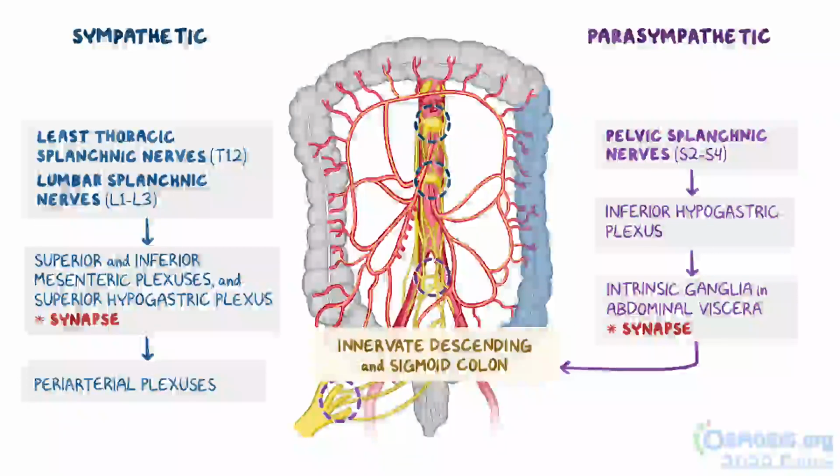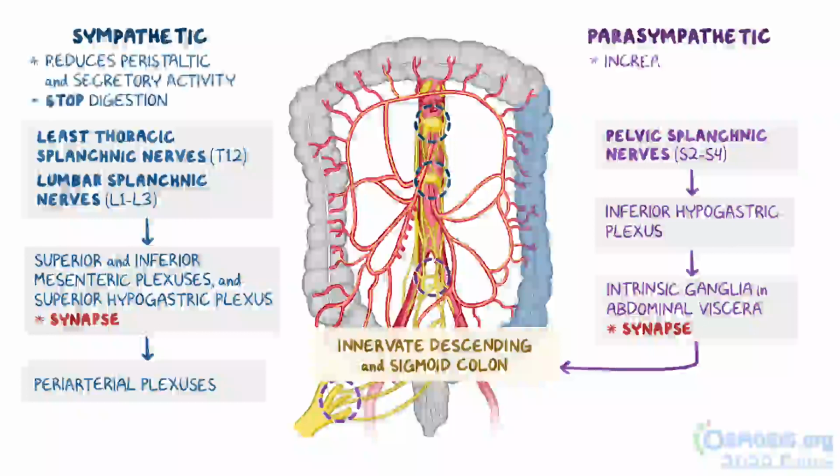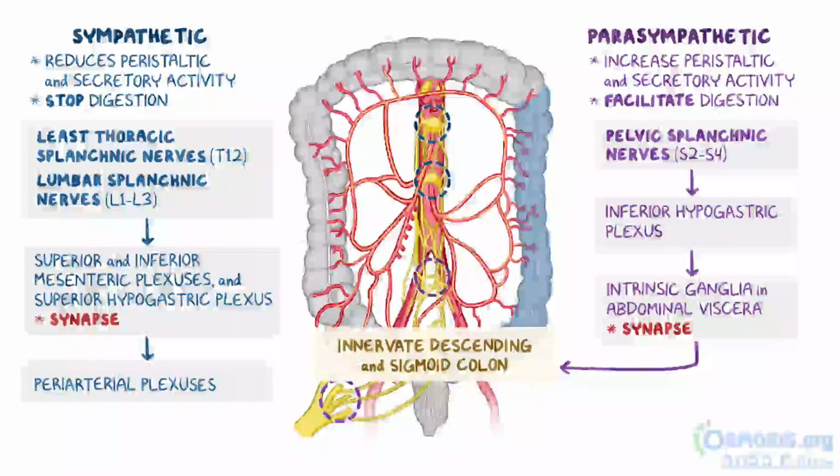Remember, sympathetic innervation reduces peristaltic and secretory activity to stop digestion, whereas parasympathetic increases peristaltic and secretory activity, facilitating digestion. And last, there are the autonomic visceral afferent fibers, which conduct reflex and pain sensations for the large intestine. Reflex sensation always follows parasympathetic fibers.